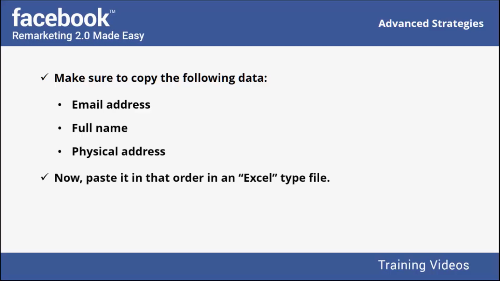Now, paste it in that order in an Excel type file. The data for each subscriber must be pasted and separated with commas. Each subscriber must be placed in a different row. Save your file and proceed to the next step.